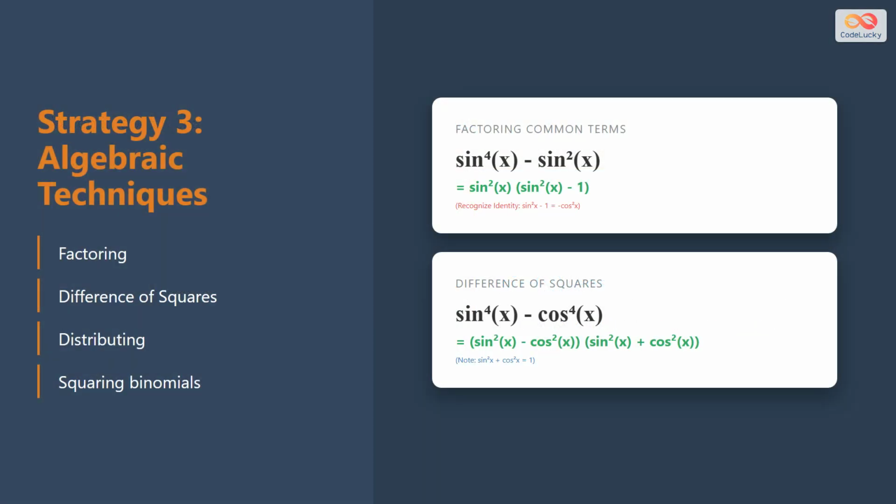Strategy 3 involves using your basic algebra skills. Look for opportunities to factor out common terms. Watch for the difference of squares, like sine to the 4th minus cosine to the 4th. These algebraic patterns often hide Pythagorean identities waiting to be used.